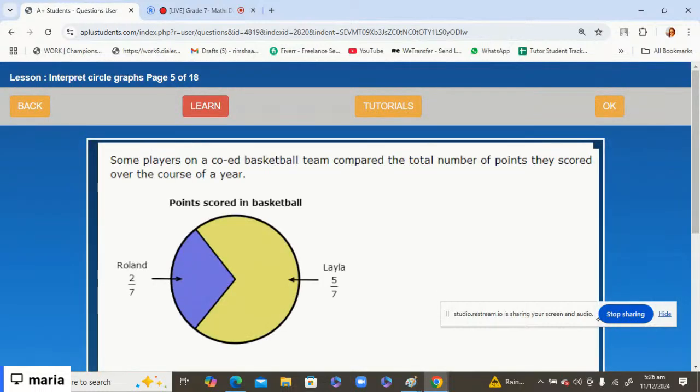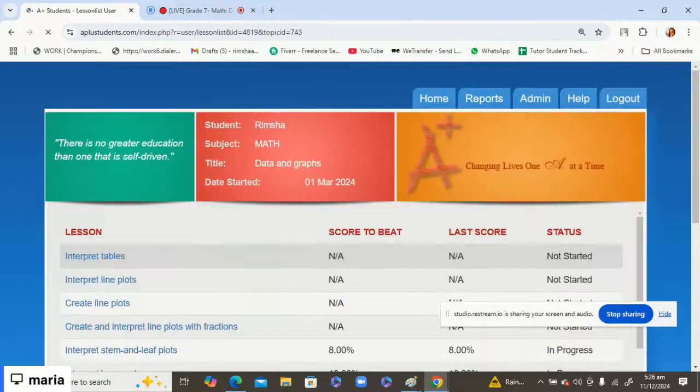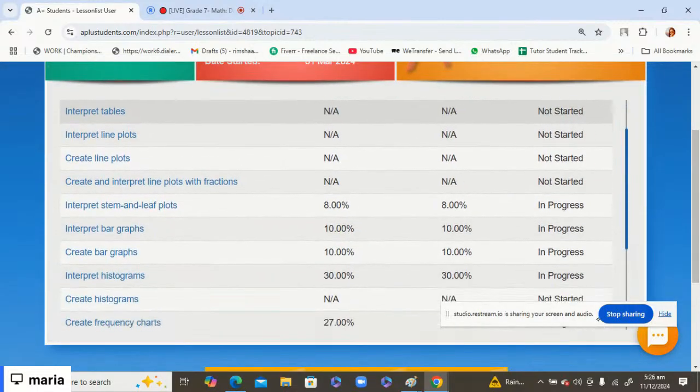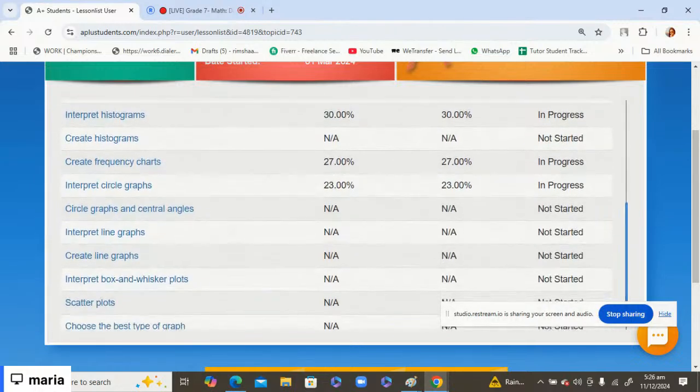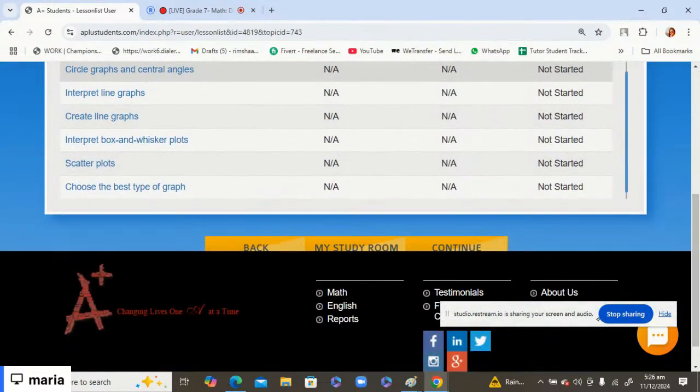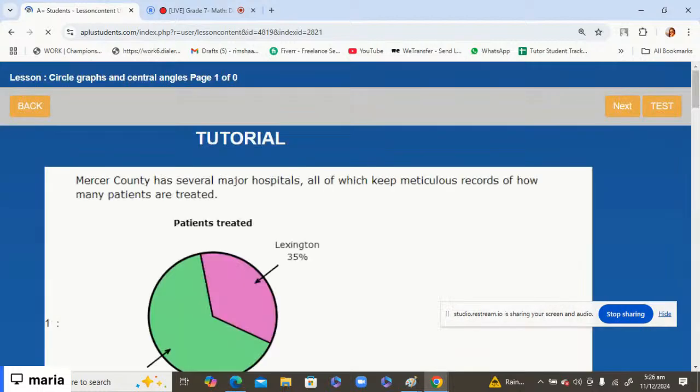Hope you guys understand this lesson. You're just going to check the circle and then check which portion is greater, and which portion is less. We have done create frequency charts. We have done interpret circle graphs. Now let's do circle graphs and central angles.